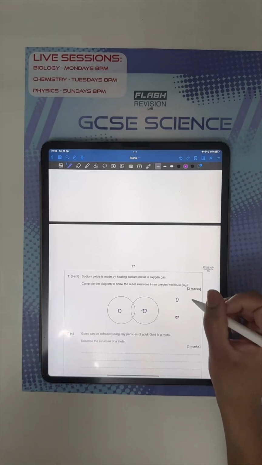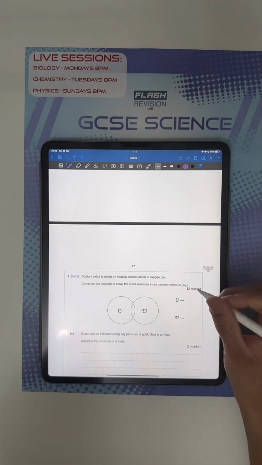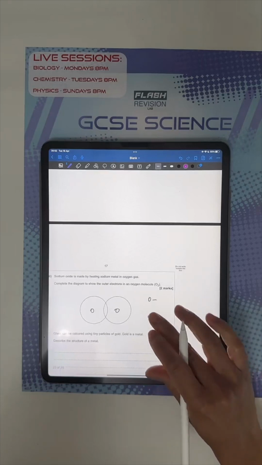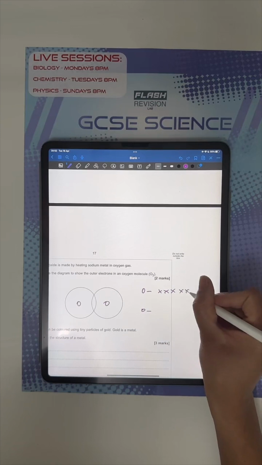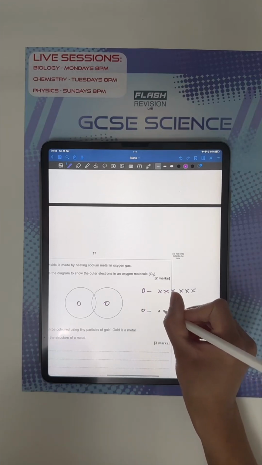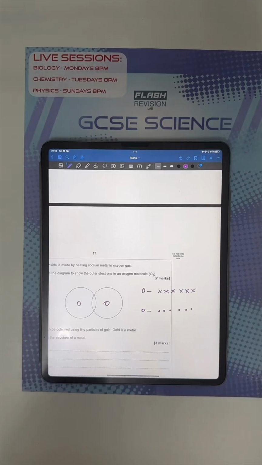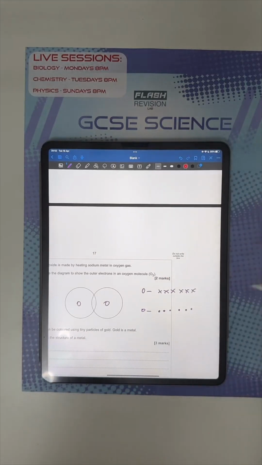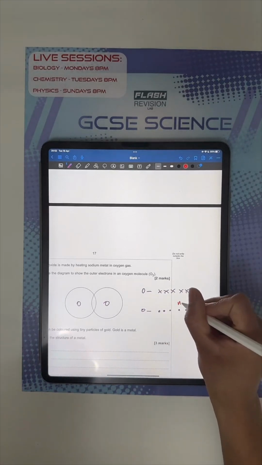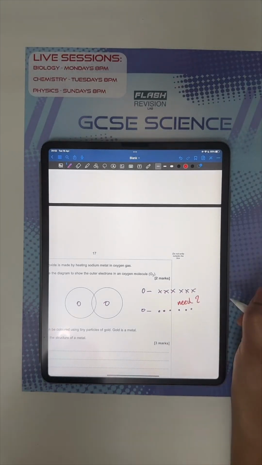Six electrons, exactly. So oxygen has 6. We've got 2 different oxygens here. So one's got 1, 2, 3, 4, 5, 6, and then 1, 2, 3, 4, 5, 6 dots. Okay, so how much does each one need? What do each of these need to get a full outer shell? 2, exactly. Both of them need 2.